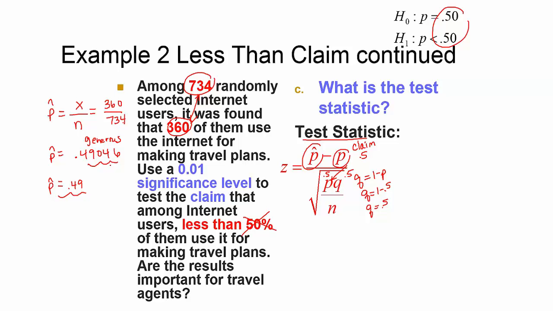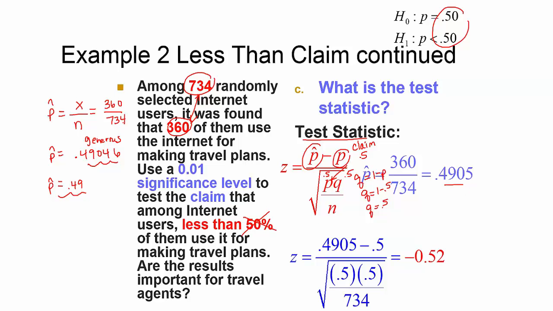Okay, so let's see how we set it up here. I chose here to round it to 0.4905, so 4 or 5 places is usually going to be enough. So I have 0.4905 minus 0.5, so I'm going to type that in my calculator, press equals, and then press divided by square root, 0.5 times 0.5 divided by n, and n is 734. Close that off and press equals. Always round z to 2 decimals. So z is negative 0.52.